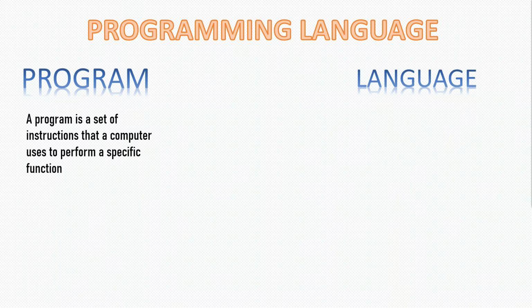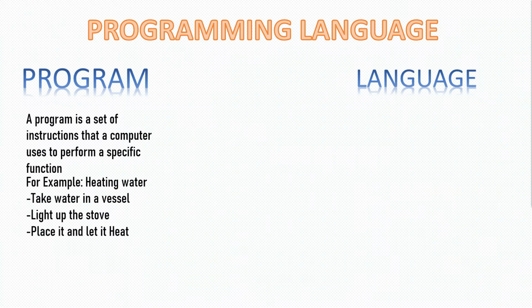What it actually means is a set of instructions to perform any task. We may take anything in everyday life. Everything we do in a proper way is in step-by-step format, such as heating water. Take water in a vessel is step one. Lighting up the stove is step two. Placing it on the stove and letting it heat is step three. So this is a set of instructions, and when we give a set of instructions to a computer, it works as a program.